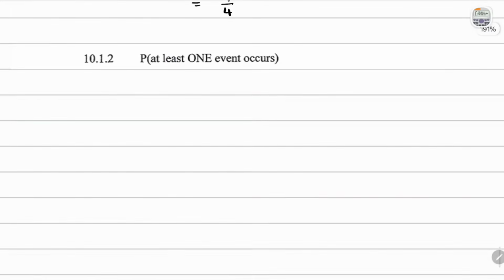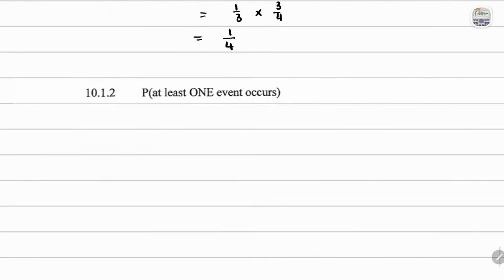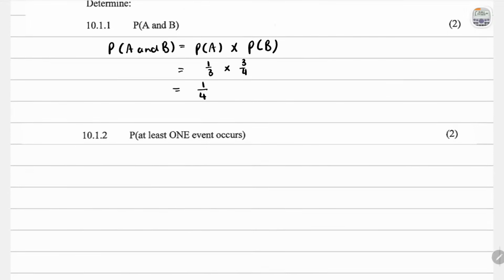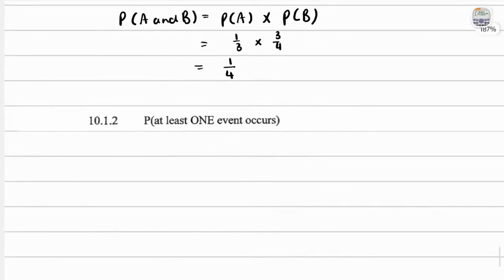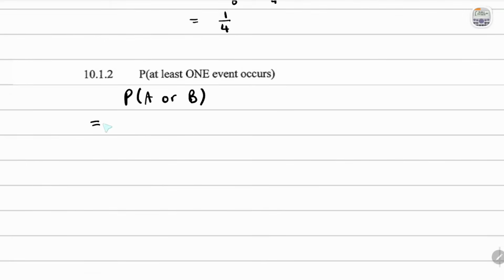Question 10.1.2 says, we need to calculate or determine the probability that at least one event occurs. So we only have 2 events here. And they say the probability that at least one occurs. To interpret this really just means that either A could occur or B could occur. And that's really what they want. They want the probability of A or B. So this is what we have to find.